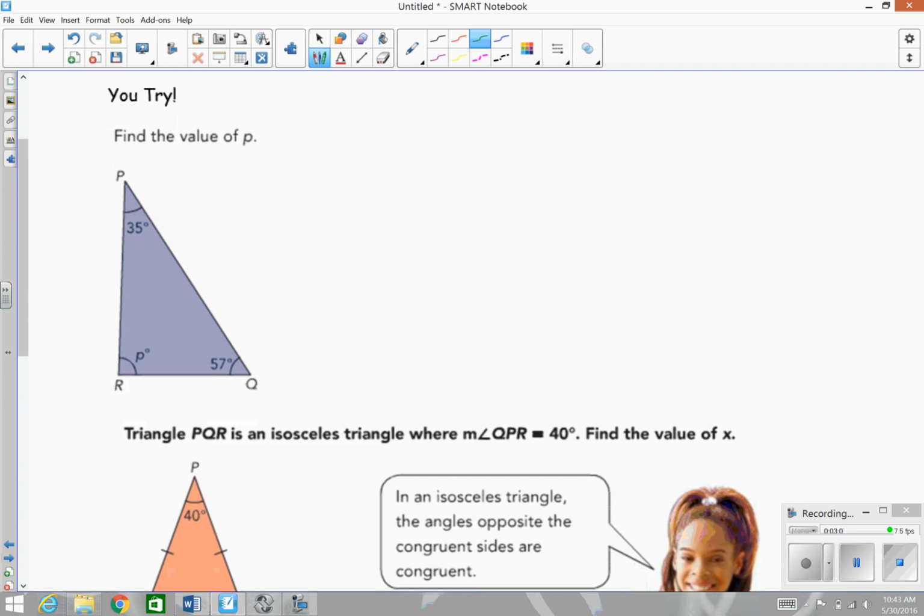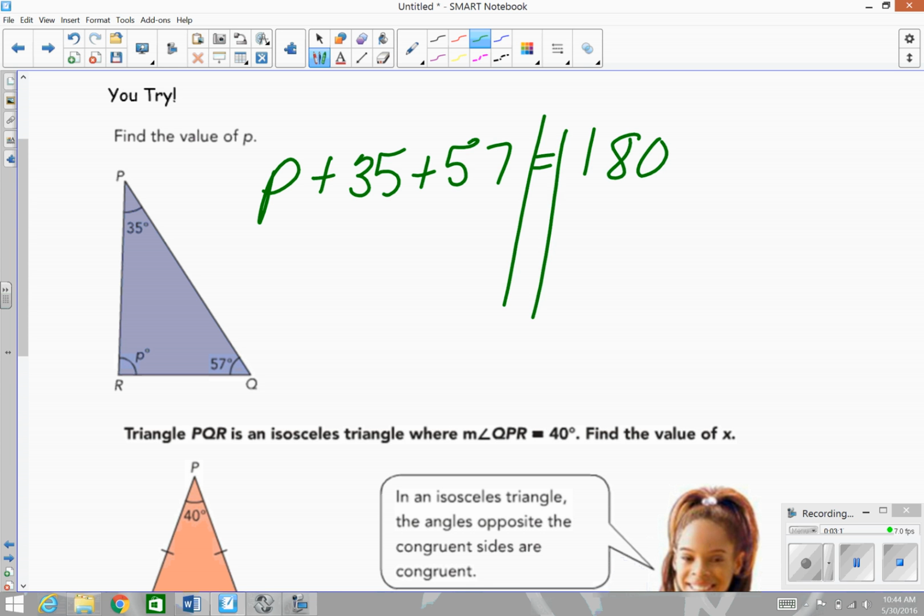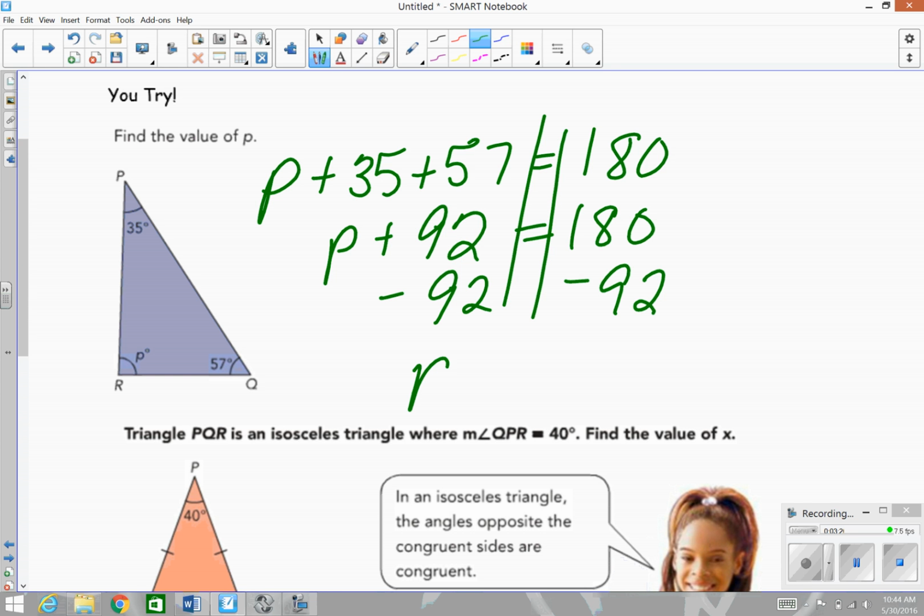Okay, now that you've tried this on your own, let's go over it. P plus 35 plus 57 must add up to 180 because they're the three interior angles of the triangle. P plus 92 equals 180. Subtract, get P by itself. P has a measure of 180 degrees. Pretty simple, pretty straightforward.